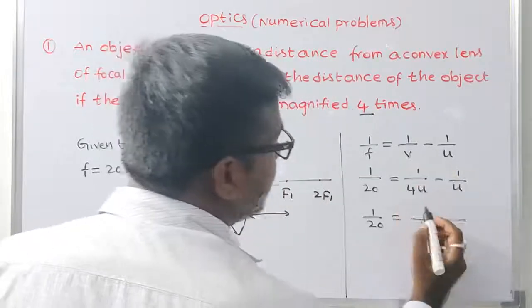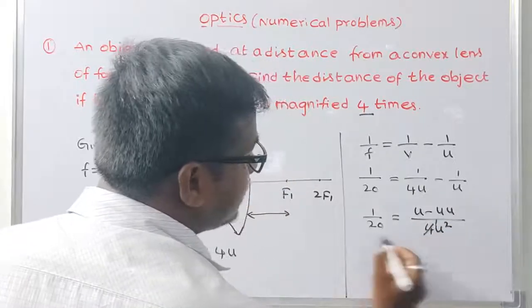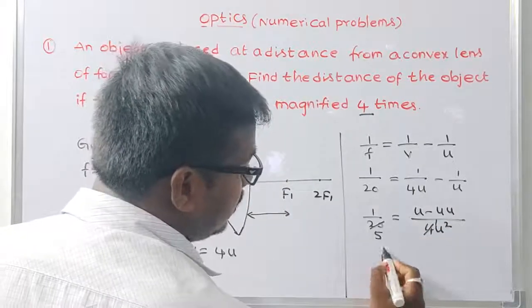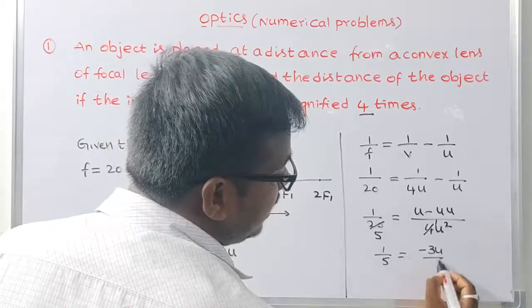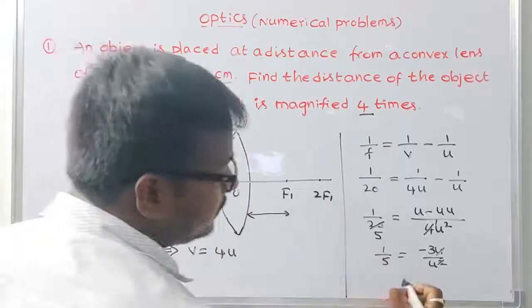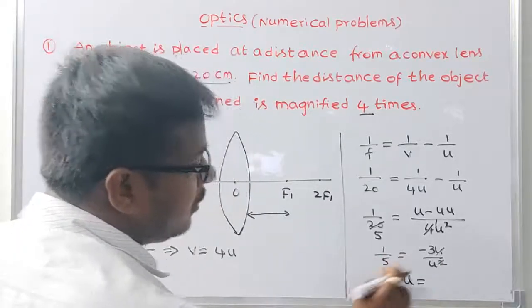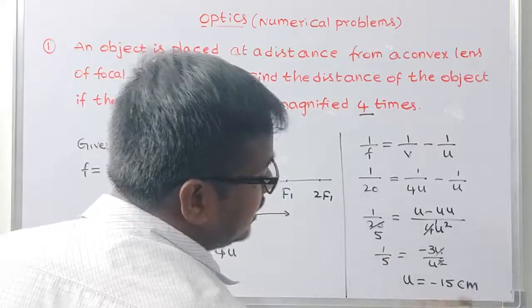1 by 20 is equal to, okay, take LCM, 4u into 4u square. Okay, cross multiplication, u minus 4u. Okay, 4 ones, 4 5s. 1 by 5 is equal to minus 3u by u square. u cancels. Remaining, the object distance is equal to 5 into 3, 15 centimeter.